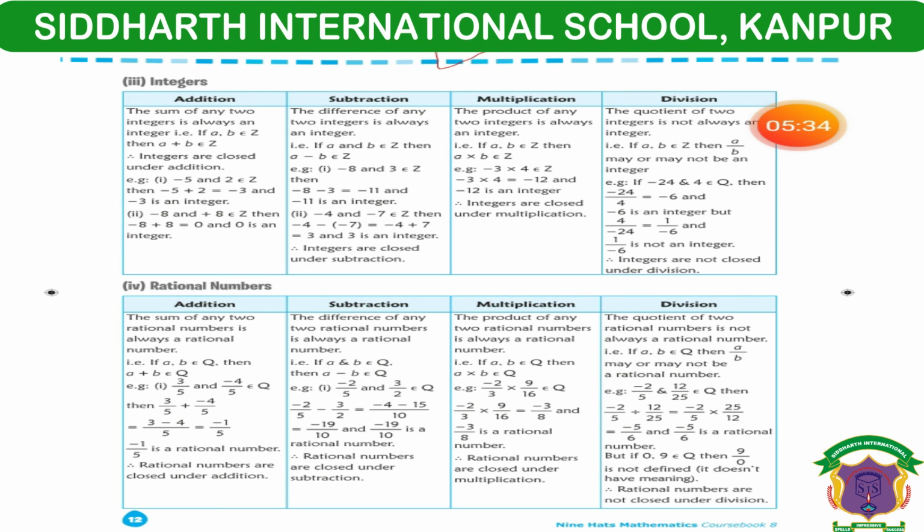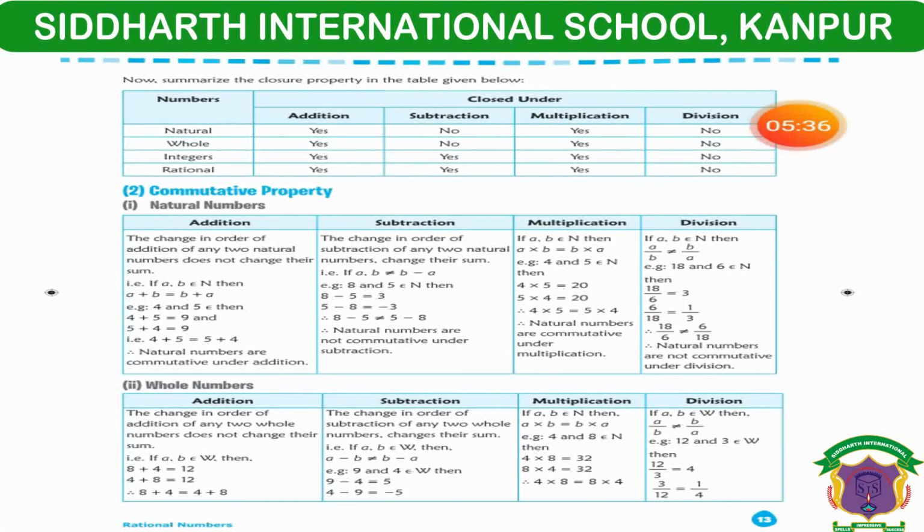Okay? Now let's quickly check out this table, children. It's very helpful. Here we'll find addition and multiplication. Remember these two properties, addition and multiplication. They are always closed. These are closed properties for all the sets of numbers we know, that is, natural numbers, whole numbers, integers, and rational numbers. And division is not closed for any of them.